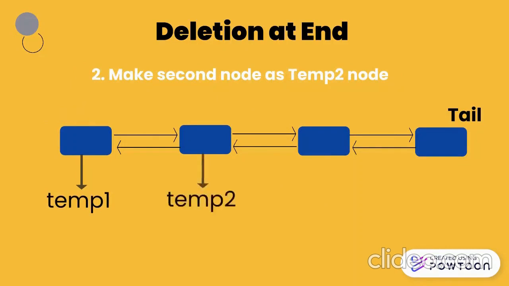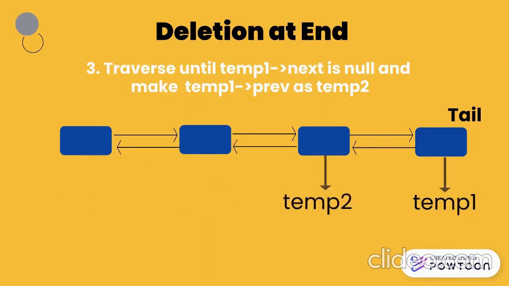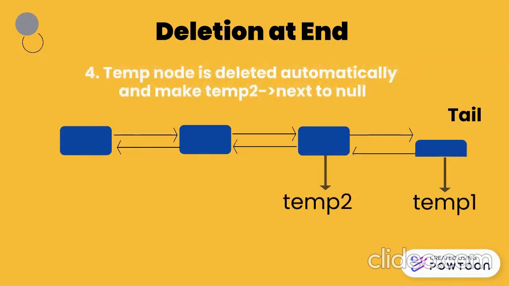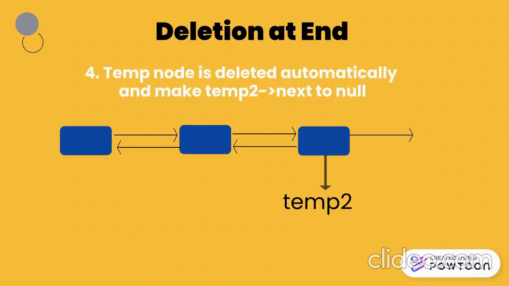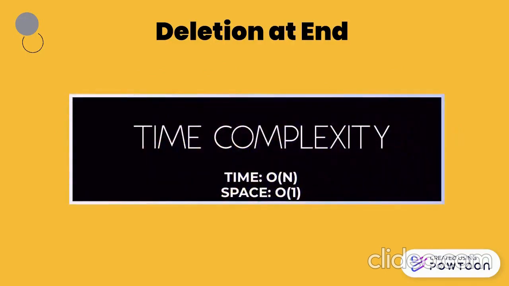Now we have to make the second node the temp2 node. Then we have to traverse until temp1's next is null and make temp1's previous as temp2. Then the temp node is automatically deleted by the garbage collector, and then we have to point the temp2 node's next pointer to null. The time complexity is O(n) since we have to traverse the list to the end, and the space complexity is O(1), which is constant space.